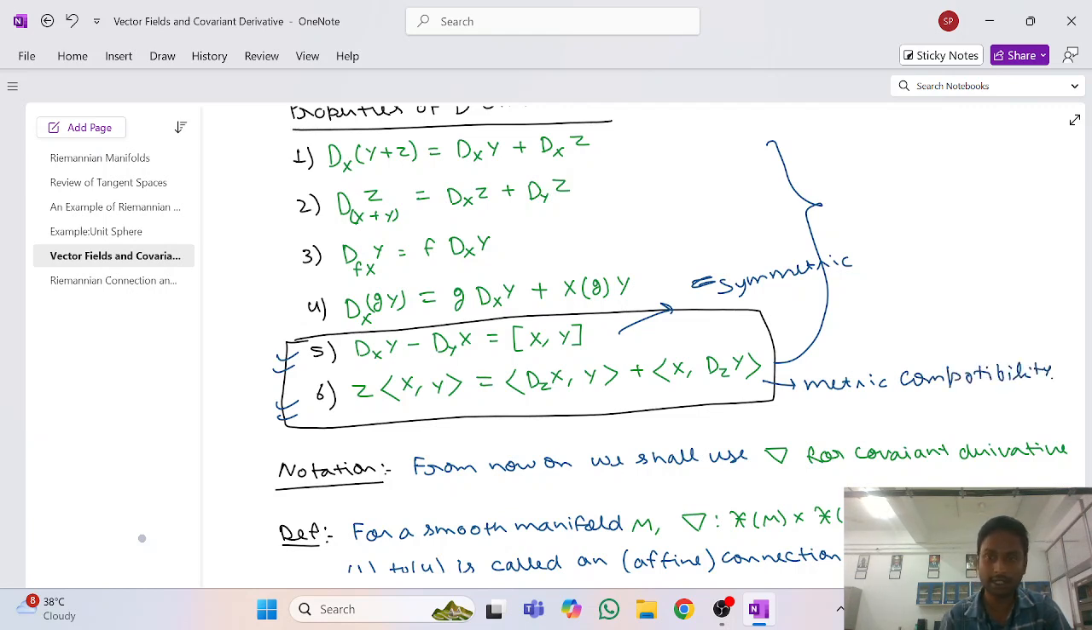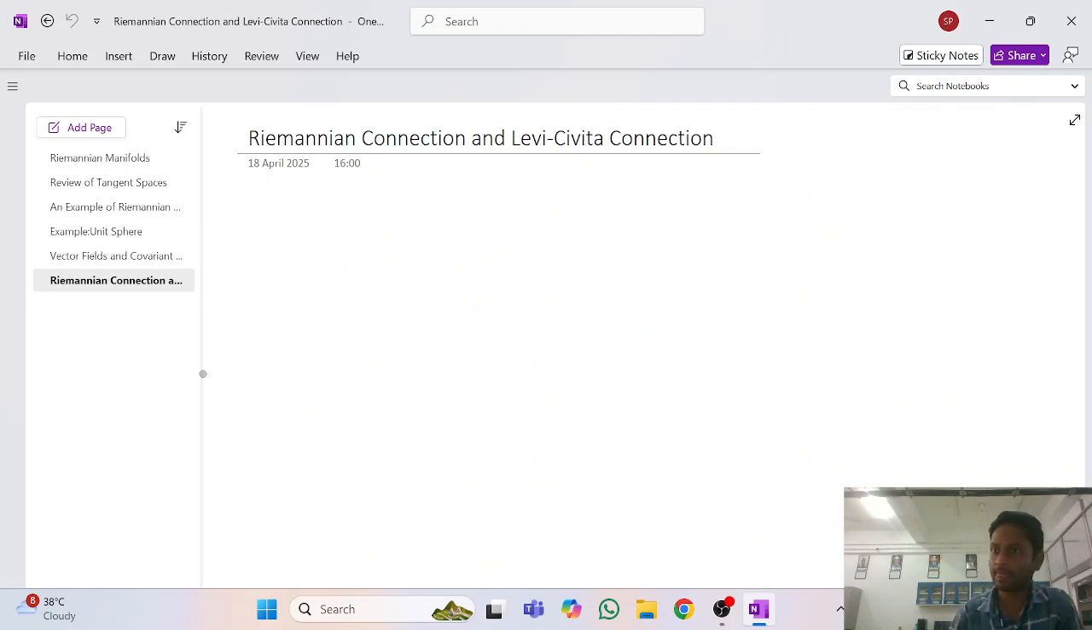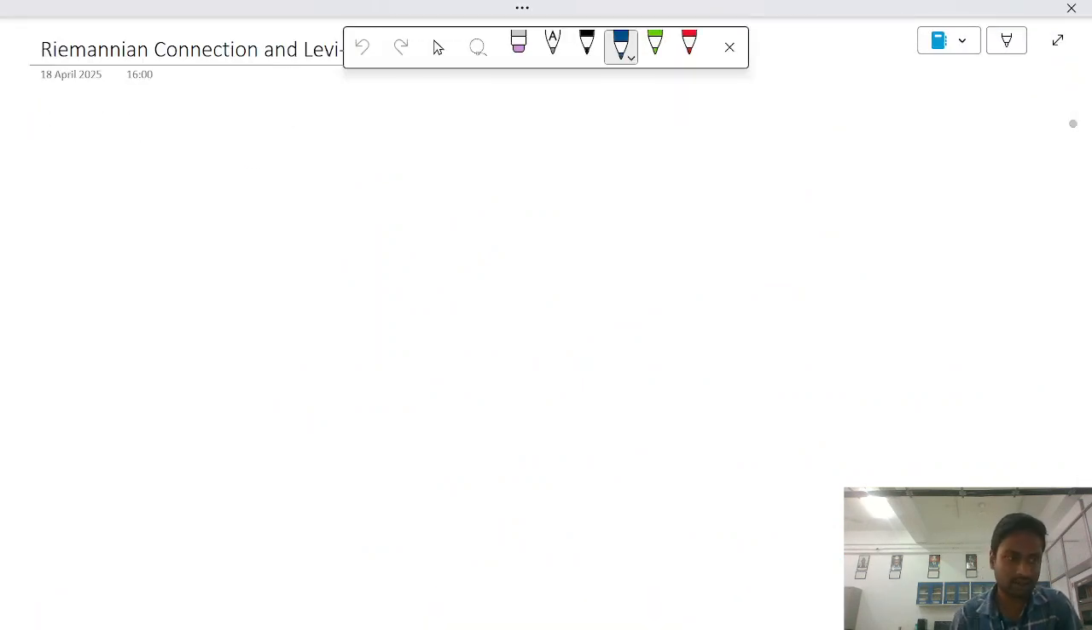So just like in abstract algebra, you have abelian groups which are completely different. That property is a special one. So in case of connections, you also have these 2 special properties which give you 2 different connections. So let's do that. The first one is actually the Riemannian connection. But before that, let's first define the symmetric connection.